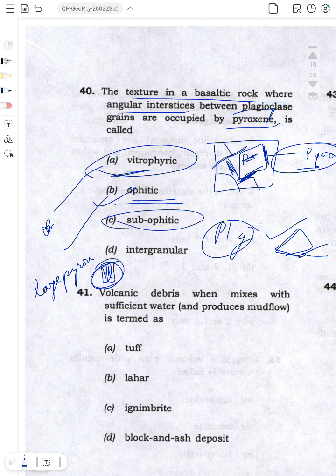Subophitic is something where pyroxene is partially surrounding. There is a partial, incomplete reaction. Incomplete growth is there. The plagioclase laths are not completely enclosed. It is present in basalt and diabase. Interserial, I have already told you.